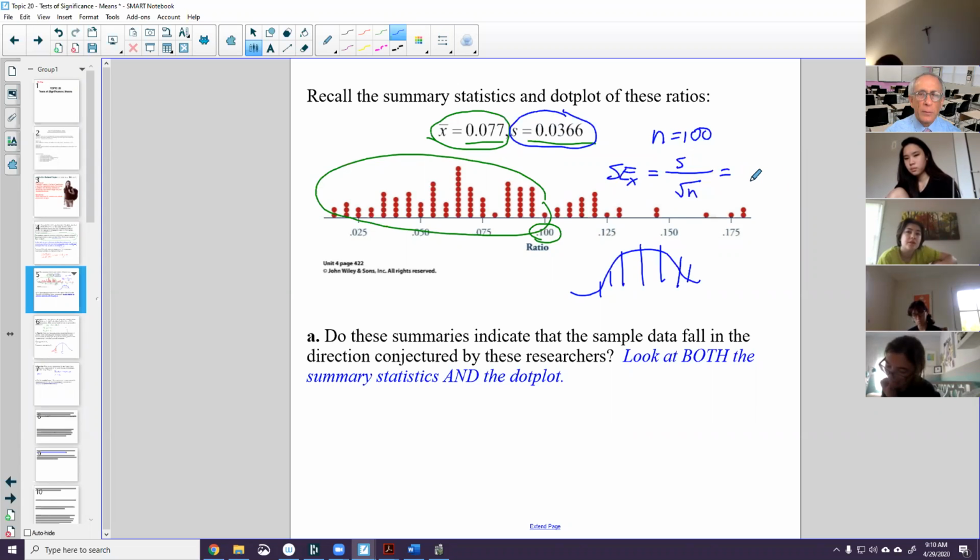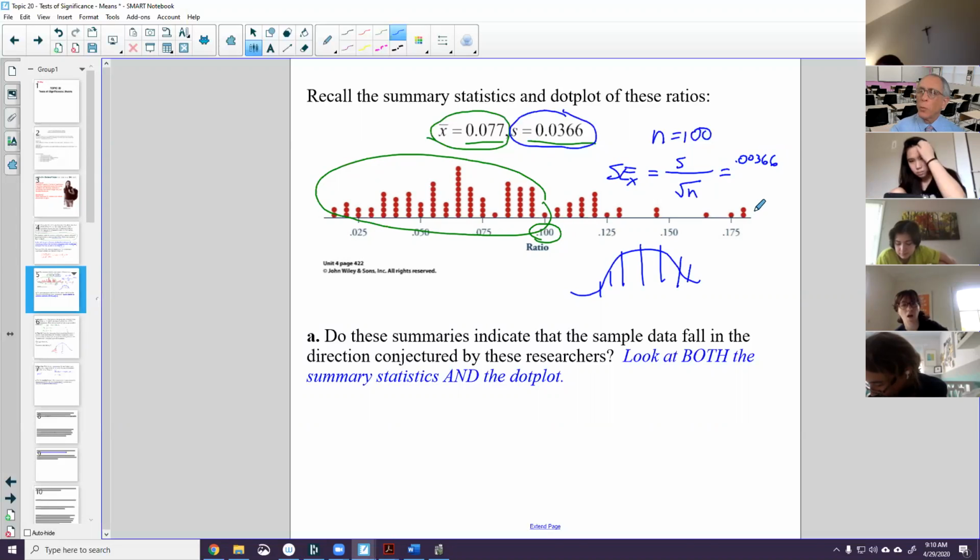I have to unmute Sitlali. Sorry. Okay. For S, I used the 0.0366 over the square root of 100, and that gives me 0.00366. That would be my standard error.